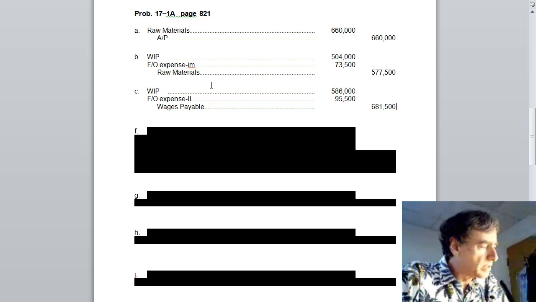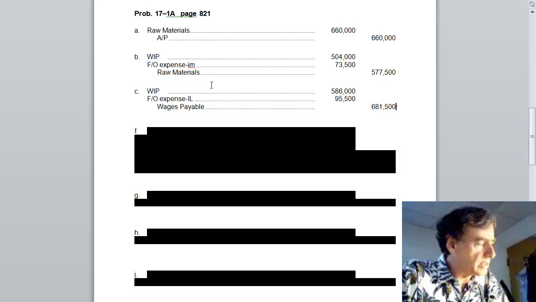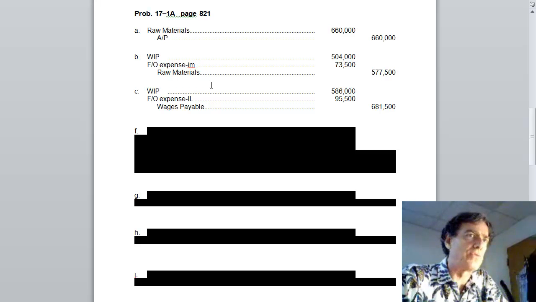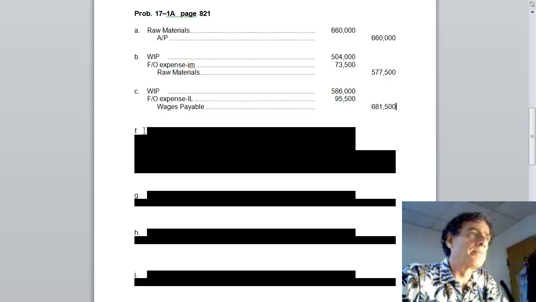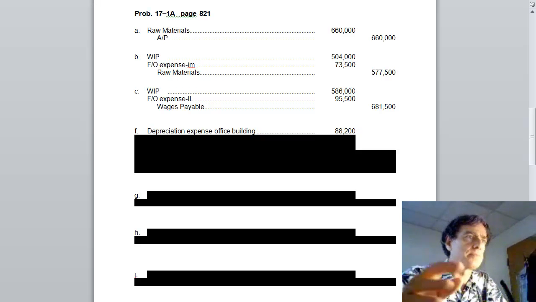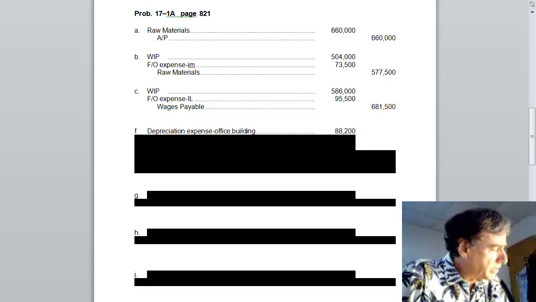F. You've got two kinds of depreciation: office building 88.2, office equipment 45,150, and factory equipment 30,450. Only the factory equipment is overhead cost. The other kinds of office depreciation are period costs. Let's see what the first debit is. I just took them in order.